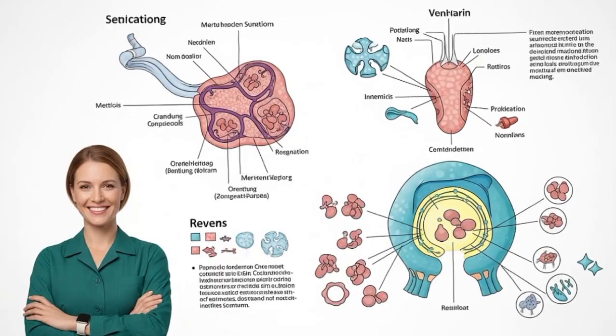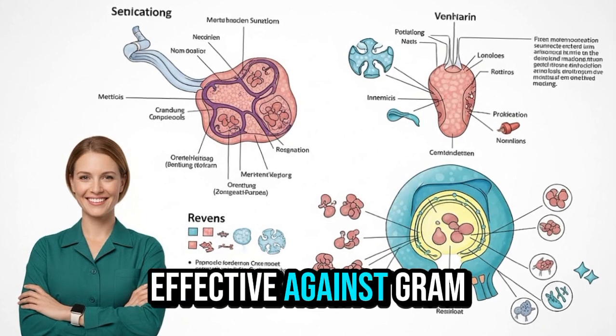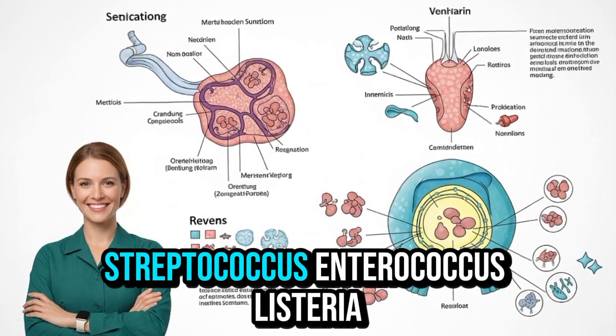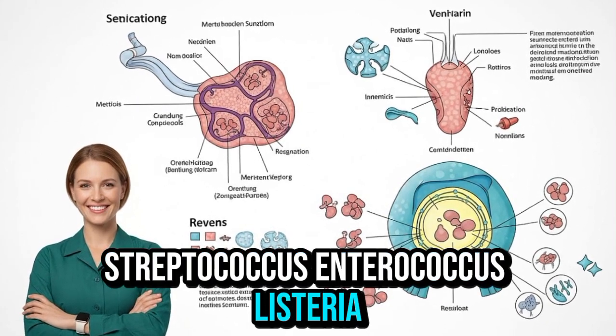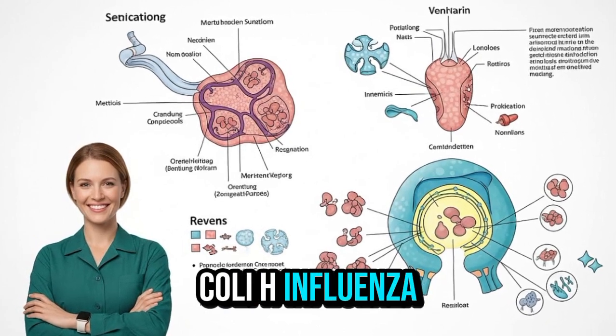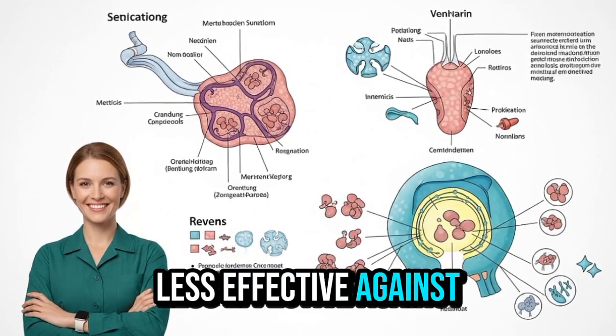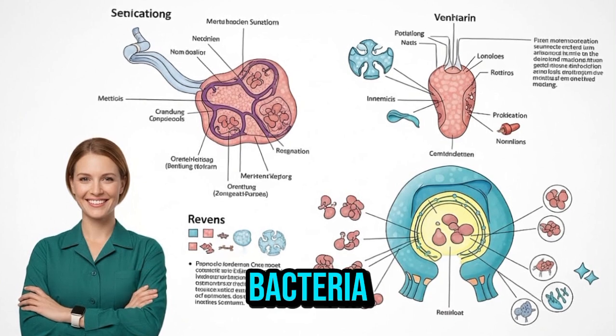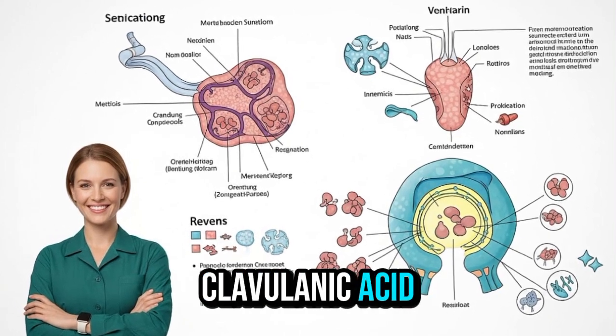4. Spectrum of activity. Effective against gram-positive bacteria: Streptococcus, Enterococcus, Listeria. Gram-negative bacteria: E. coli, H. influenzae, Proteus mirabilis. Less effective against beta-lactamase producing bacteria, unless combined with clavulanic acid.